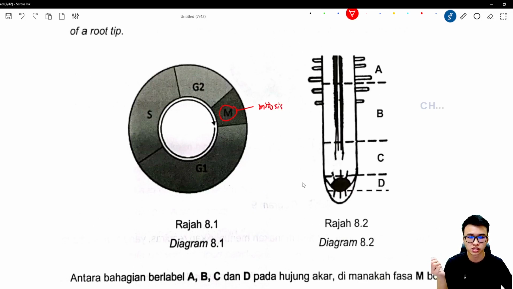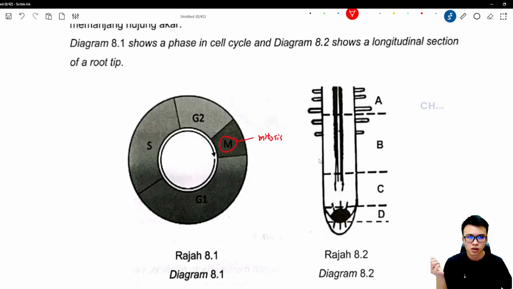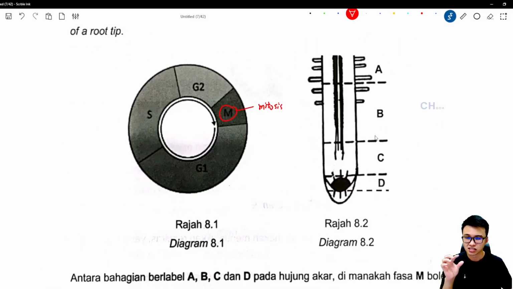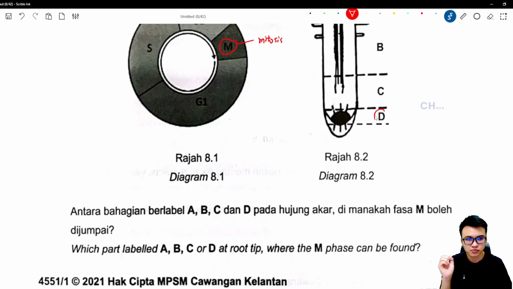Mitotic phase, mitosis. So, which side is a tissue or cell that is actively dividing? Because mitosis means cell divisions. So, which area is the answer? It should be D. D is the meristematic tissue.